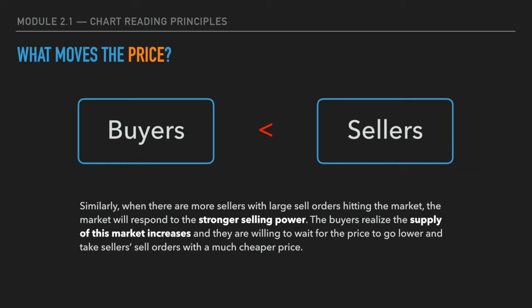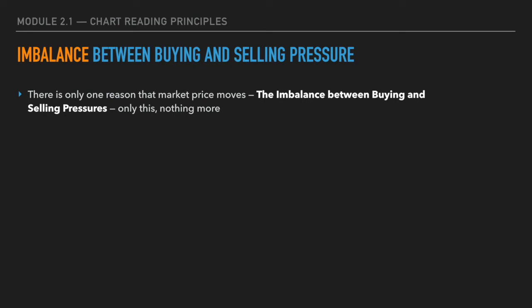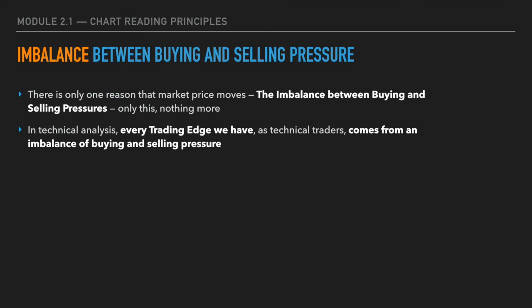On the other hand, when there are more sellers with large sell orders hitting the market, the market will respond to this stronger selling power. The buyers realize the supply of this market increases, so they are willing to wait for the price to go lower and take the sell orders at a much cheaper price. In that case, the price will go down. There's only one reason that market price moves. It is the imbalance between buying and selling pressures. That's it, nothing more.